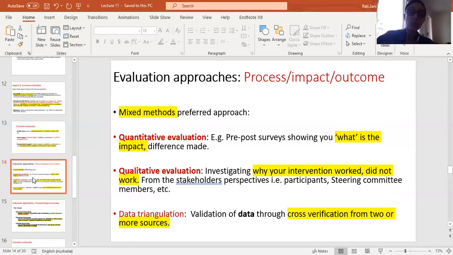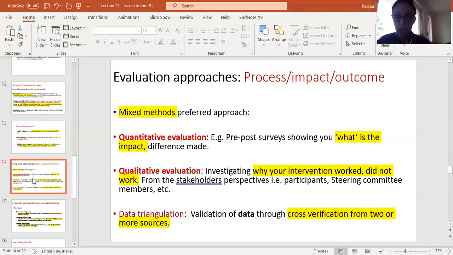All right. So, and how to do quantitative evaluation and a bit of qualitative evaluation. This is something which we will be covering in future weeks. All right. So now data triangulation, or by the time you hear this lecture, we would have actually covered it. So now data triangulation.